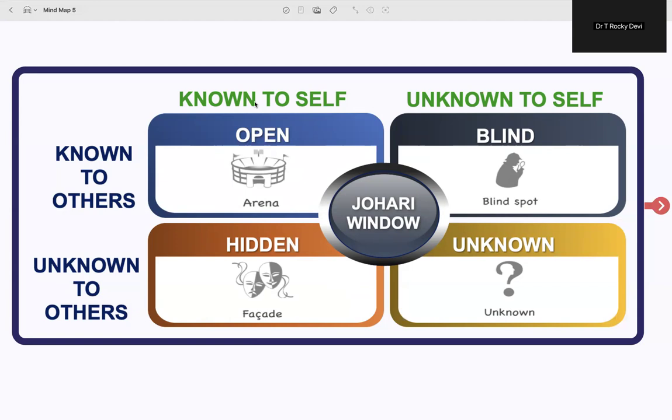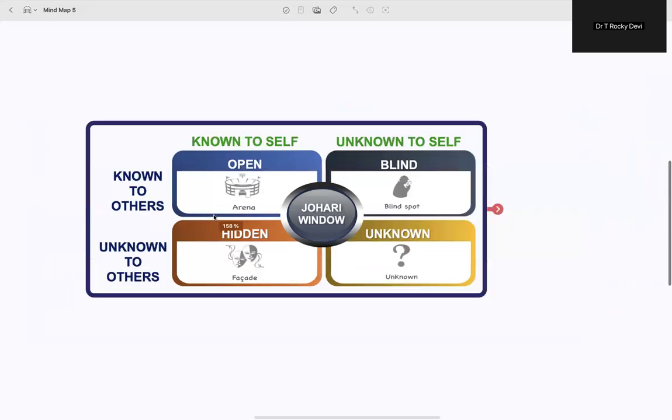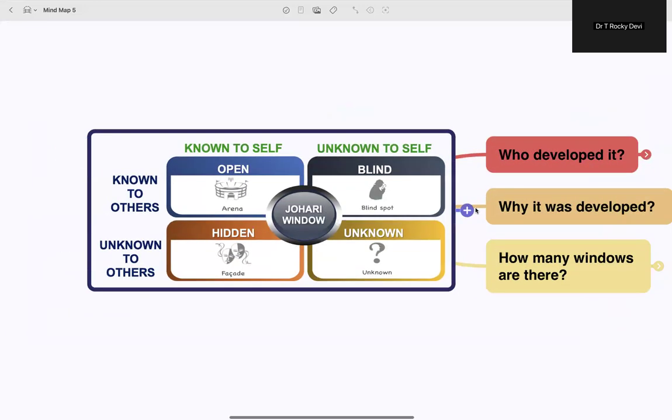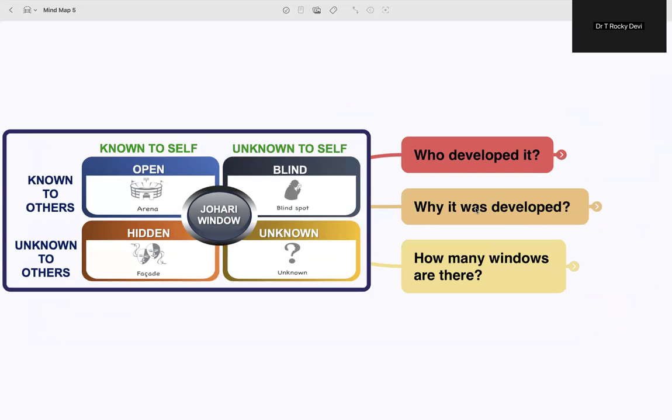What you can see here in the green is how much you are known to yourself and unknown to yourself. The next one, highlighted in the blue, is about how much others know about you and how much others do not know about you. So in this concept, we are going to understand who developed it, because whoever has developed any concept, we need to understand why it was developed, how many windows there are, and what these windows are trying to tell us.